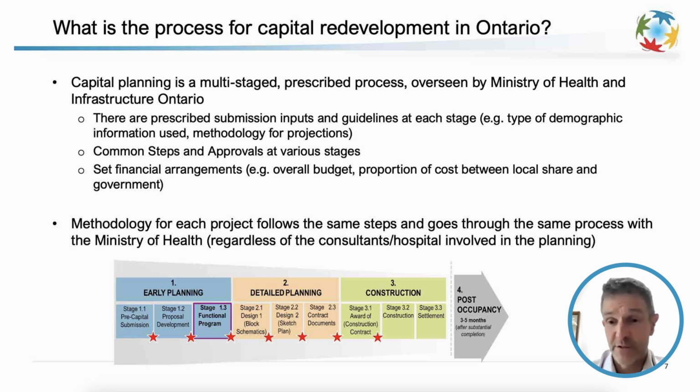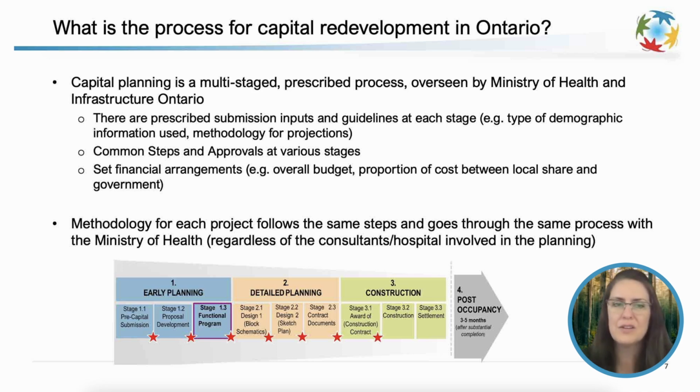Later on, Infrastructure Ontario gets involved as well, and every hospital has to go through this and follow the same process and have the same negotiations and discussions with the ministry. And by the way, the plans also have to go through Treasury Board as well. The cost estimates have to go through Treasury Board and then get approved there. So lots of reviews and approvals in this process.